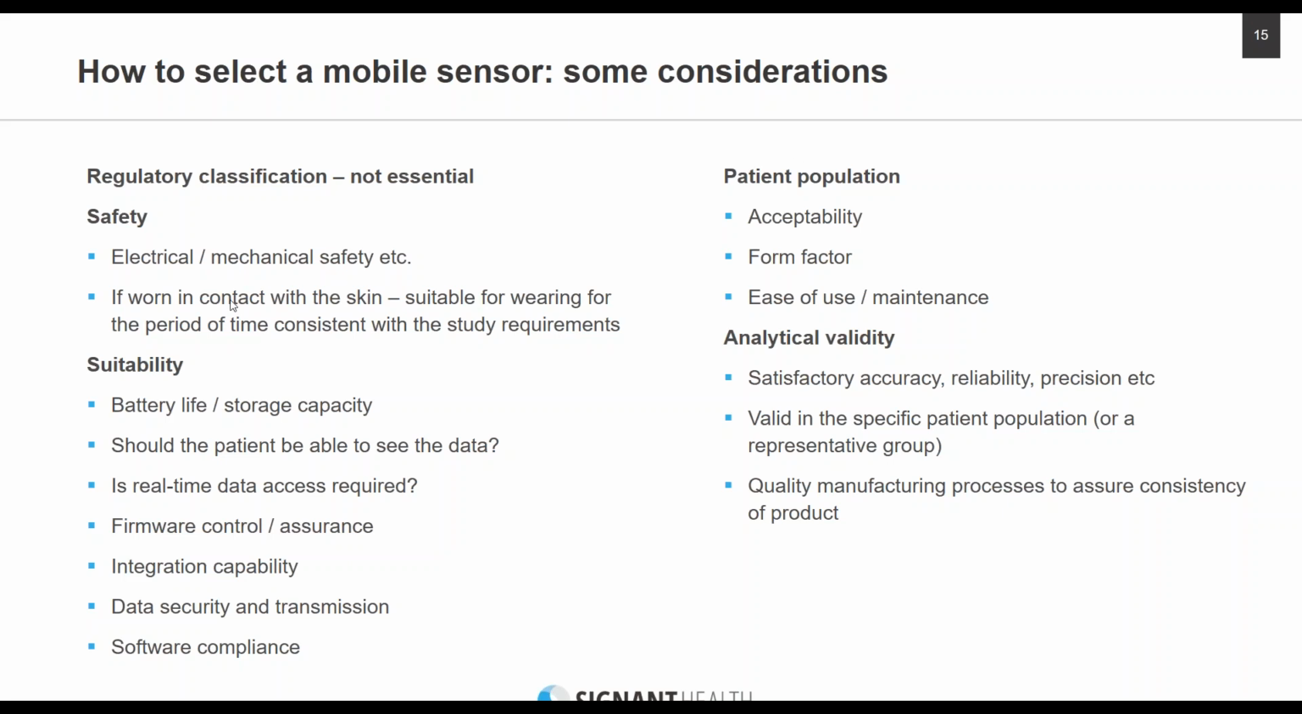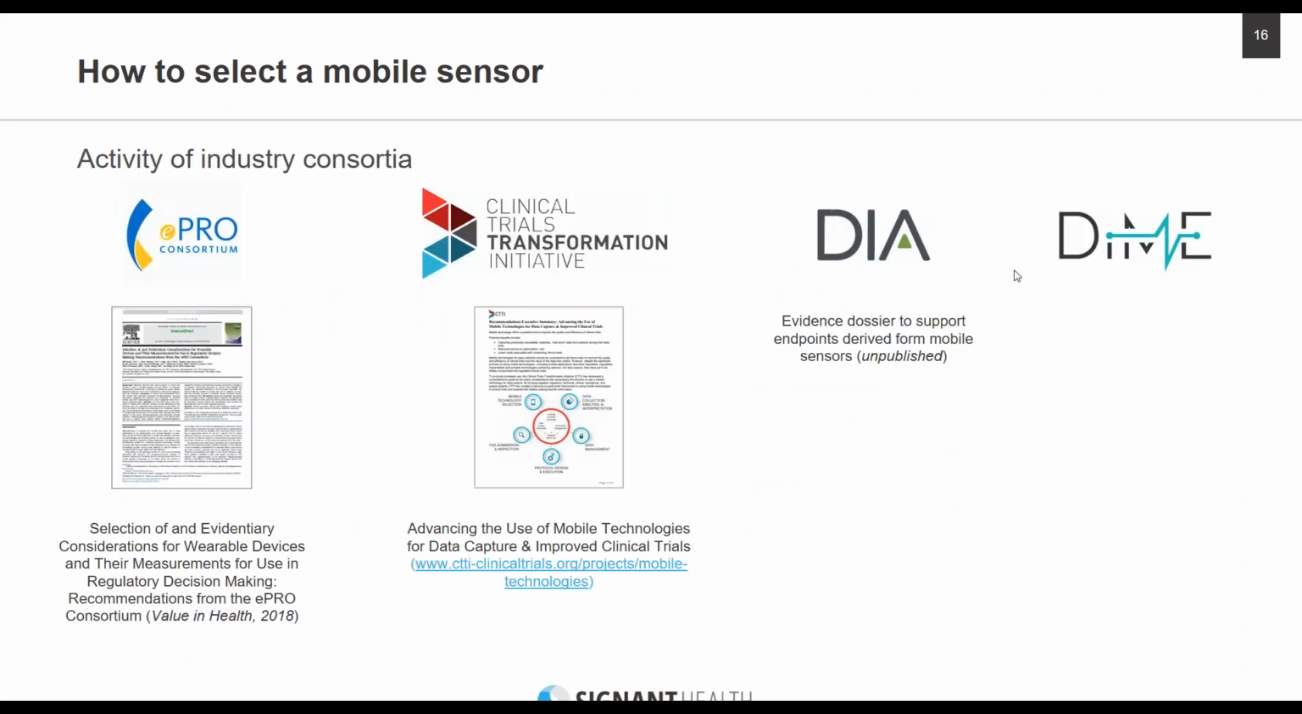You go to the next one, please, Chris. There's quite a few consortia across our industry who are looking at these things. The EPRO consortium published an article back in Value in Health last year, which is a useful reference to some of this stuff. The City Group, again, does some super work around here, and a lot of that's online. So it's a good reference for, again, how to select a suitable device for trials.